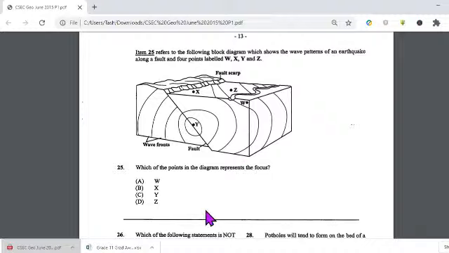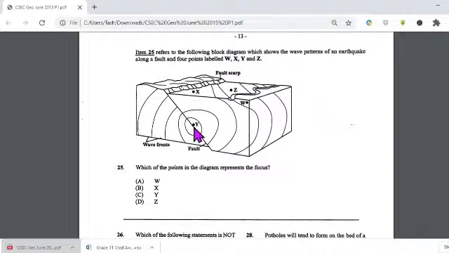So our answer for this one is going to be letter Y here, which is our focus. This is exactly the point where our earthquake starts. And the exact point where our earthquake is felt on the ground would have been directly above this on the Earth's surface, which would have been our epicenter.